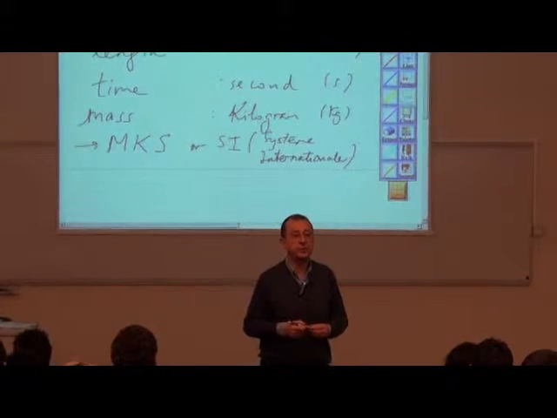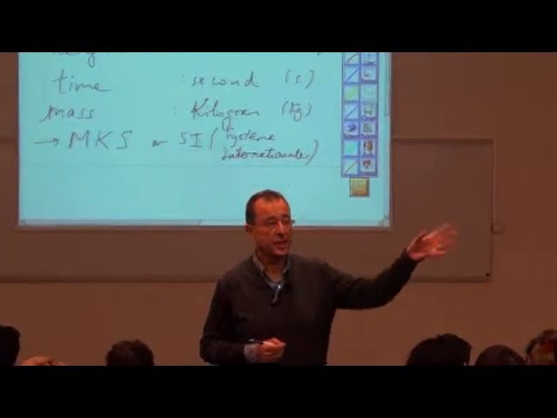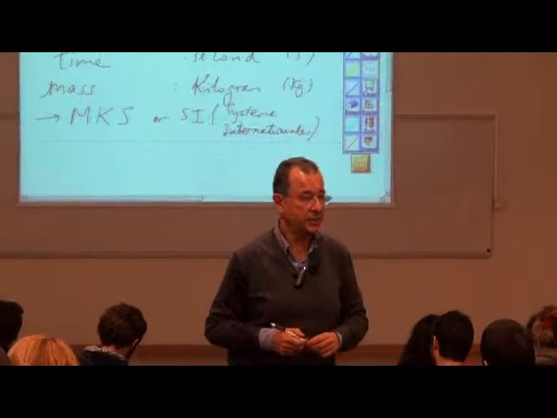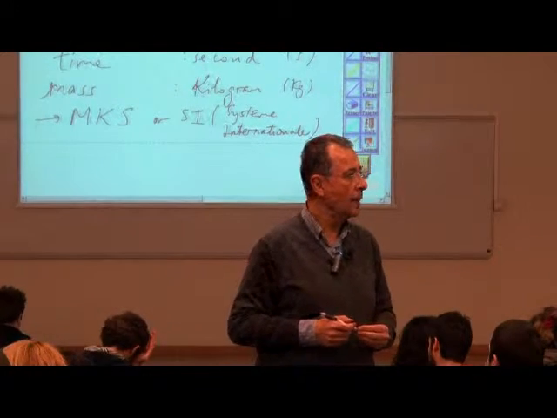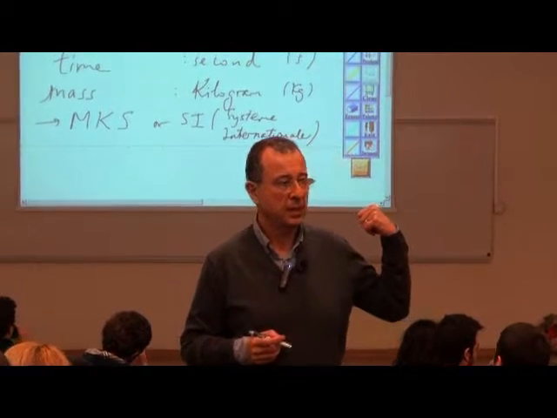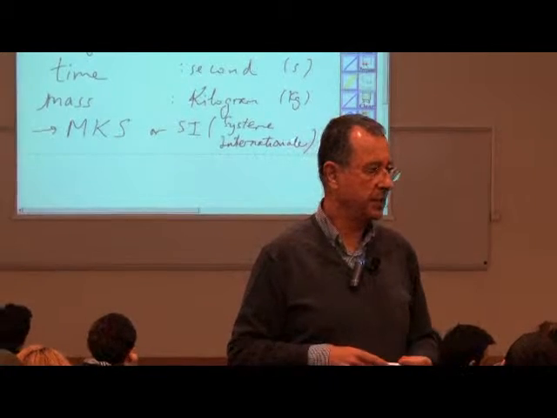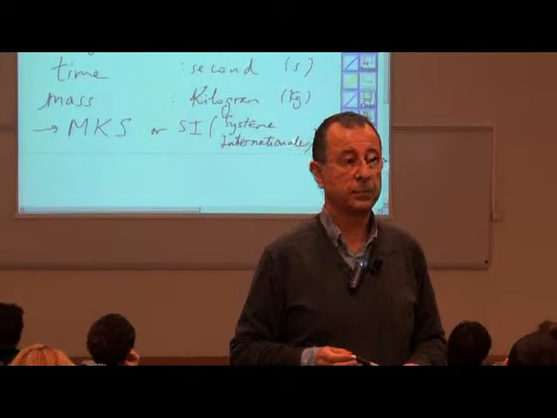Another system of units that's very often used by scientists is centimeters, grams, seconds. That's called CGS. Okay. But in engineering applications and in many areas of science, MKS is used. So we will use in this course the MKS system of units. Okay?